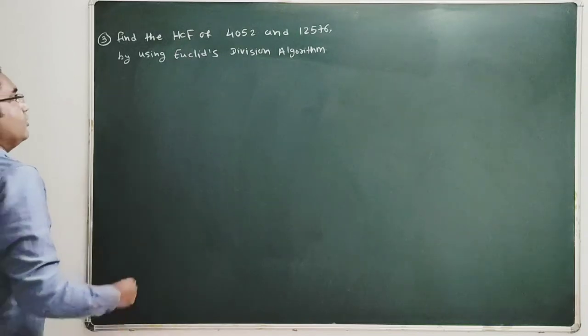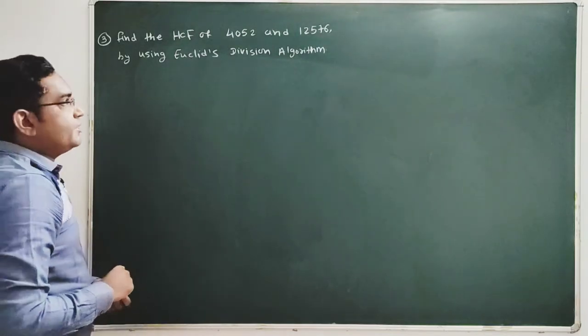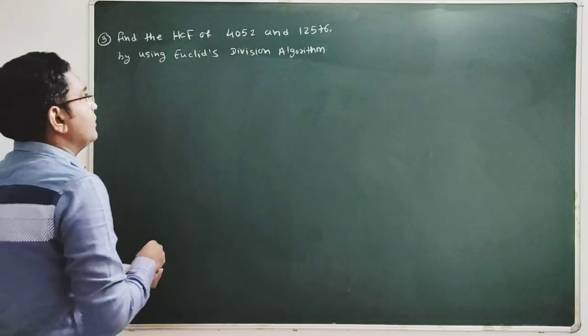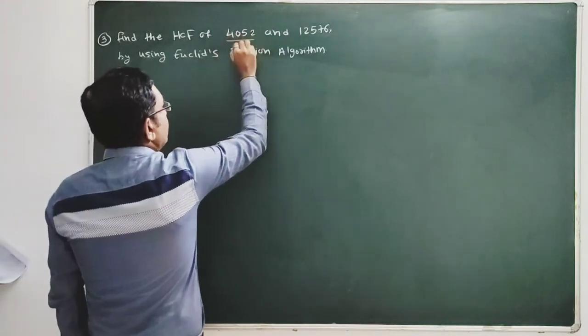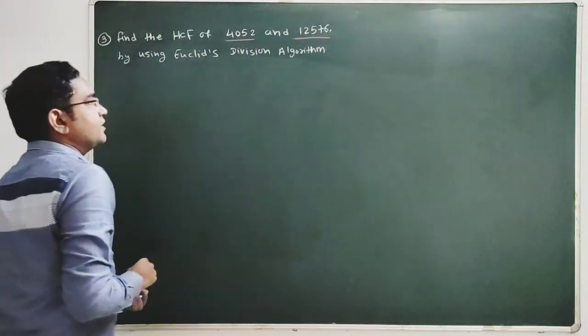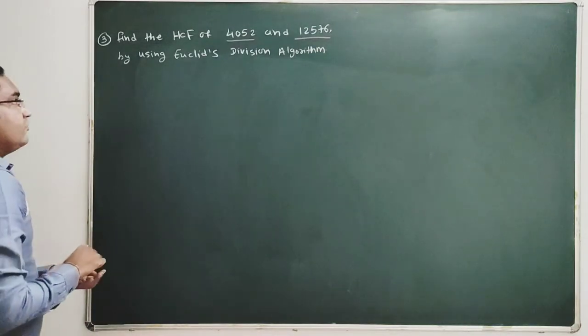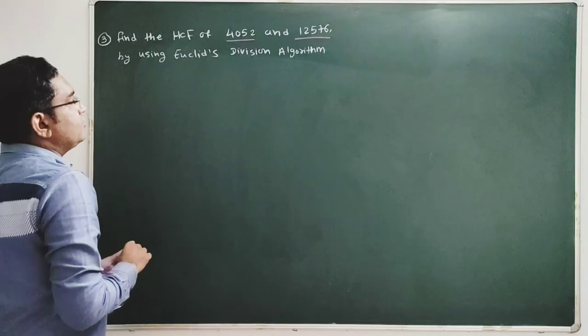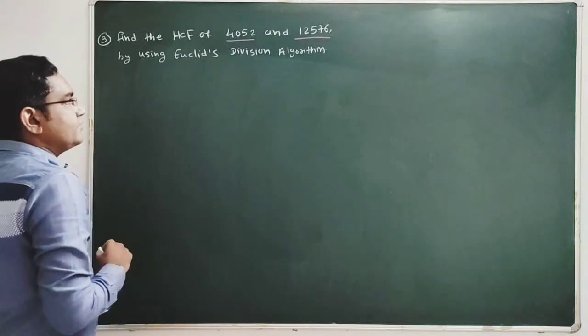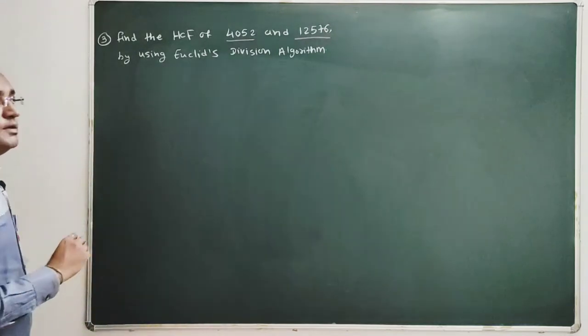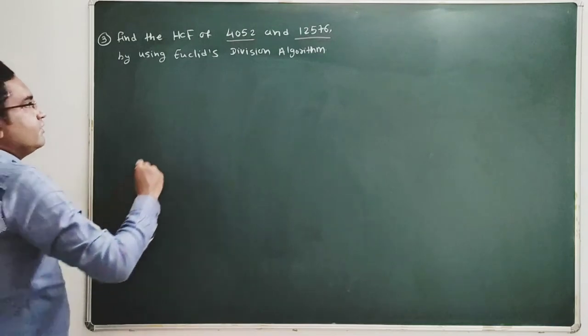Okay students, now question number 3. Here we have to find the HCF of the given two numbers 4052 and 12576 by using Euclid's division algorithm. Done. So to find the HCF of any two given numbers by using Euclid's division algorithm, first we have to find the largest number from the given two numbers.